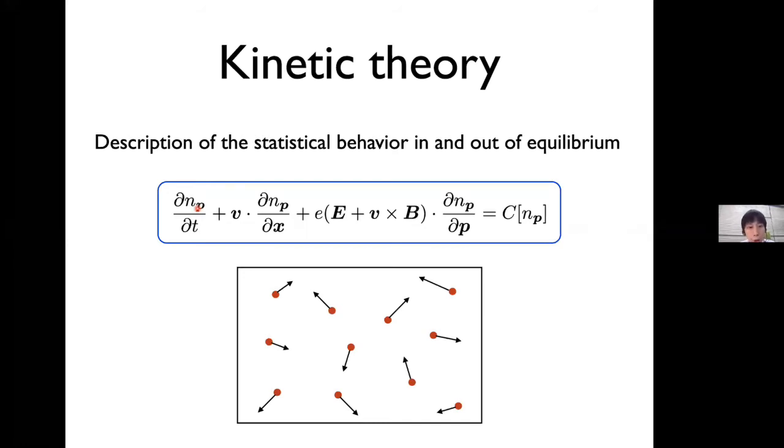Then the Boltzmann equation in usual metals is given by this kind of equation. So n of p is the distribution function of electrons in the case of metals, and v is the velocity, and this is the Lorentz force acting on electrons. And the right-hand side is the collision term.